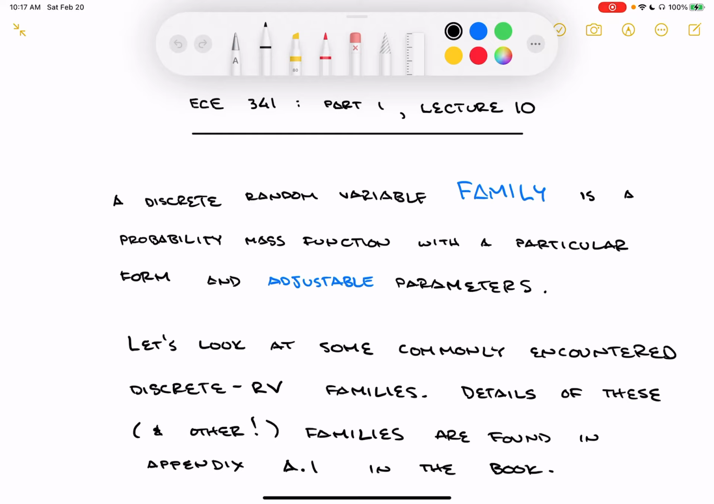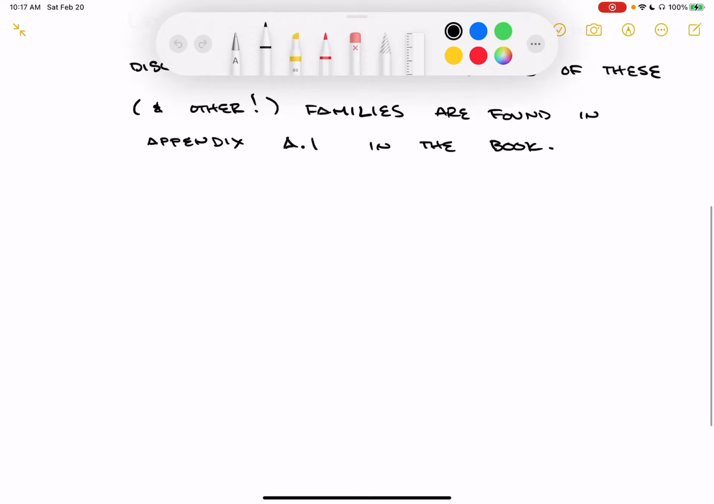But these families are chosen because they are commonly encountered and therefore give us a really nice tool for trying to get through problems in an efficient way. We'll look at some commonly encountered discrete random variable families. Details of these and other families are found in the book in Appendix 8.1. So I really encourage you to take a look at that appendix and complete your knowledge of at least the most common families by scanning through those. Not every one that's in the appendix are ones that we will cover in class, but I'd still like you to look at each of those. So let's go ahead and start.